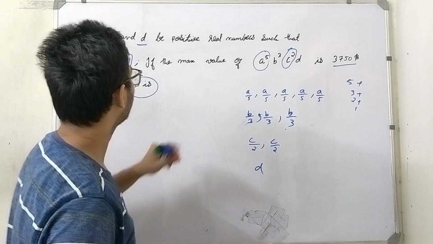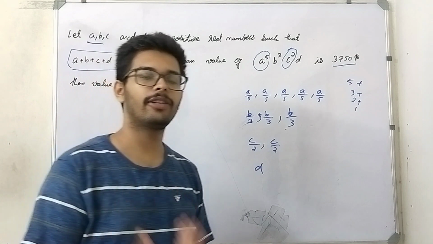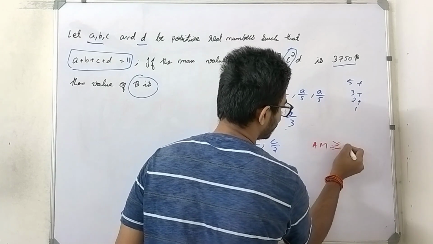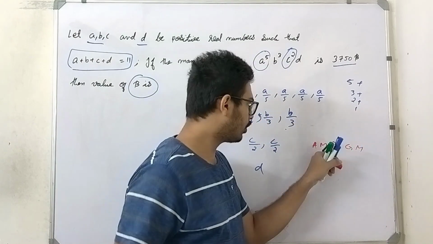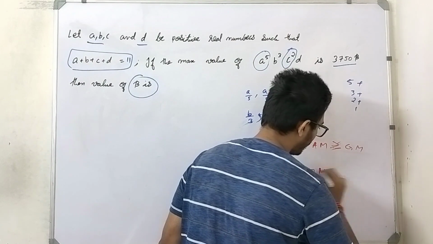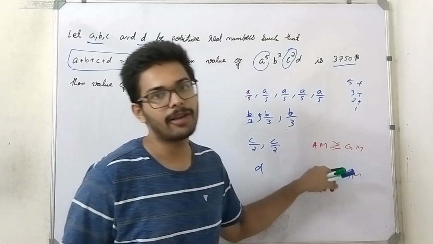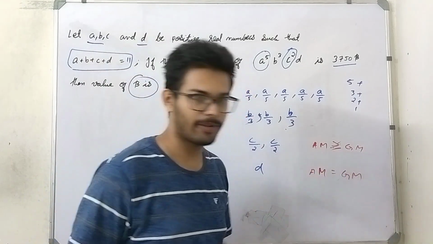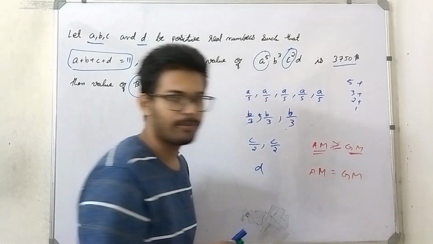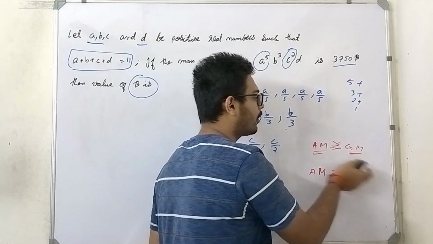Now, how will you find the maximum value of this? There is one thing you need to remember. Whenever you have a question to find the maximum or minimum value, it may be of the form arithmetic mean greater than or equal to geometric mean. If arithmetic mean equals geometric mean, we can conclude two things: the sum becomes minimum, which means the arithmetic mean has reached its minimum value and it is equal to the geometric mean, and the maximum value of the geometric mean has been reached and it is equal to the arithmetic mean.